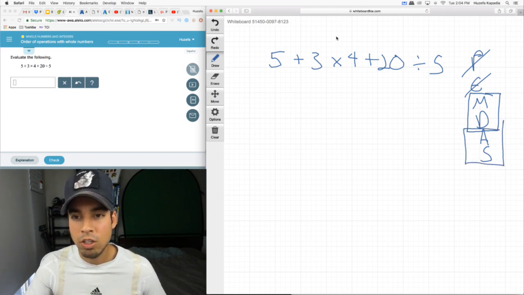So I see a multiplication here. That's going to be my first thing. This is going to be my second step. And then going back from left to right, we've got two additions, but we do this addition before that one. And these are the orders.